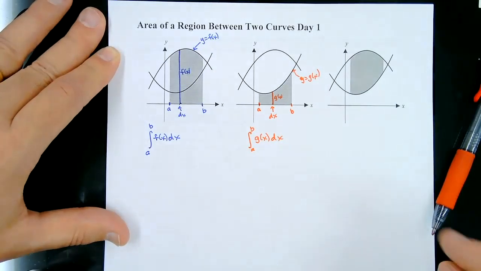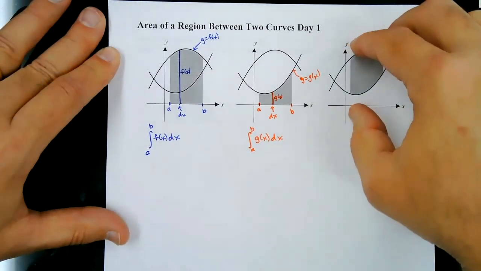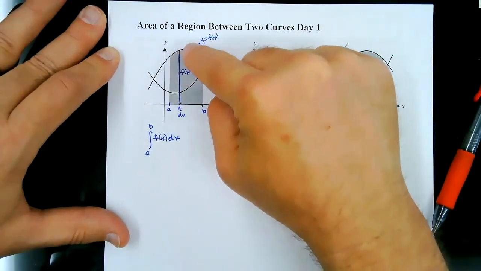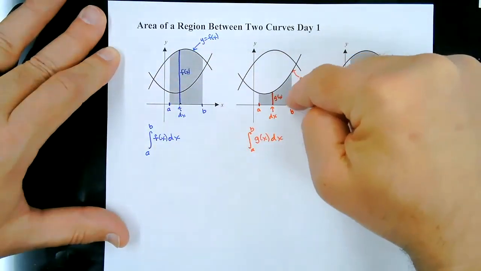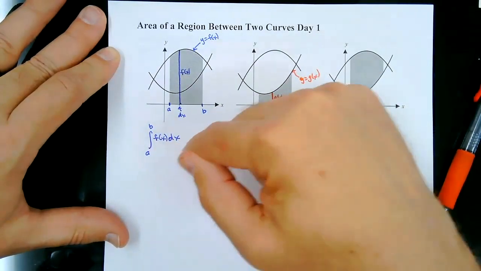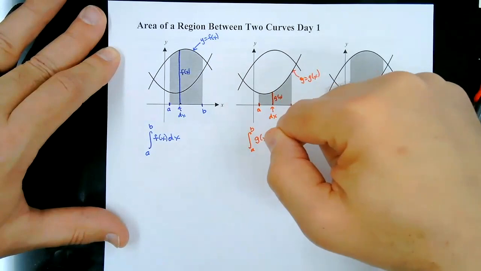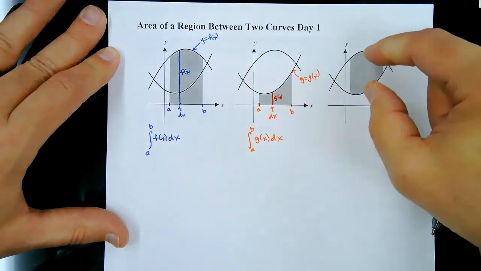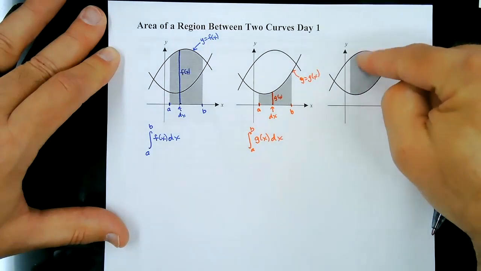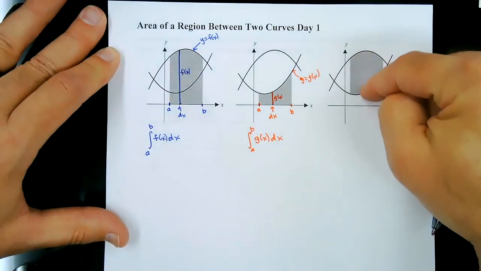So how do you find this region? Well, you can think of it like this. I need to find this region right here, and if I subtract this area, I would get it. So the integral from a to b of f of x dx minus the integral from a to b of g of x dx. Well, couldn't we just get the height from the distance between these? And that's what it's going to be.